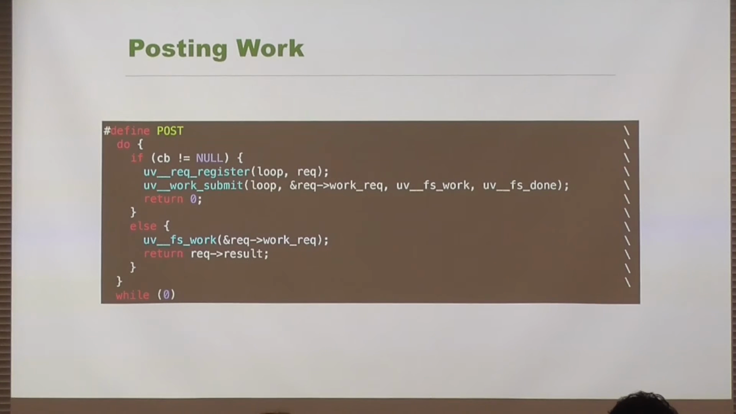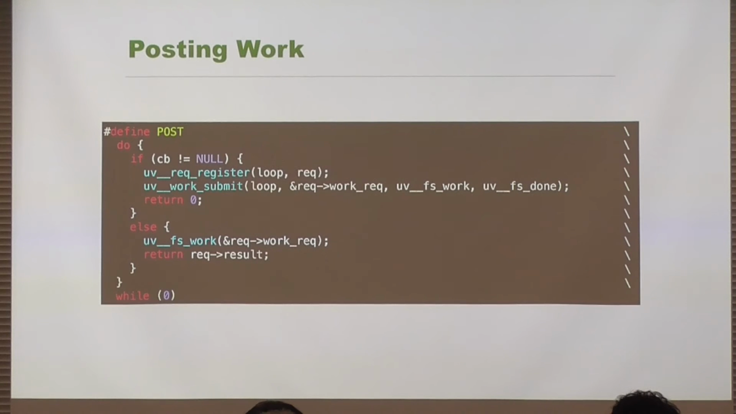So this is the POST macro from the previous slide expanded. It's going to check if callback is not equal to NULL. So in that case, we know we're dealing with an asynchronous operation. We're going to do some uv__req_register, which basically increments a counter. It tells the event loop that it's tracking one more piece of work. And then we do uv__work_submit. So this is where the thing actually gets sent off to the thread pool.